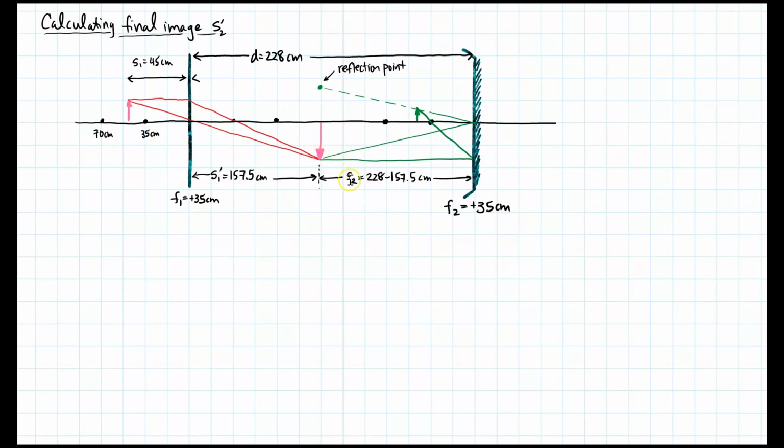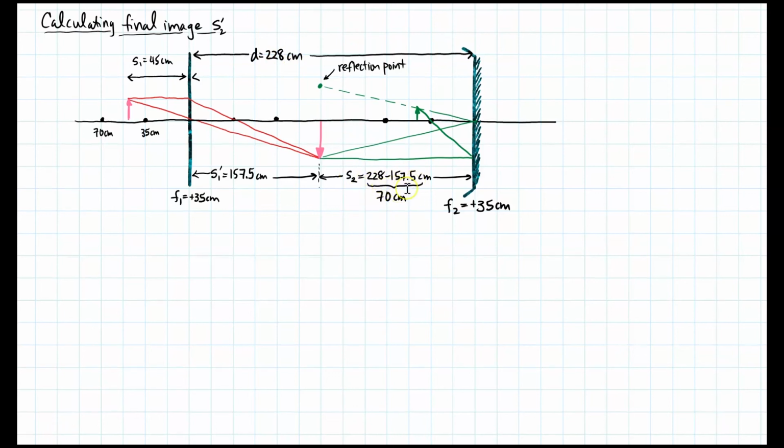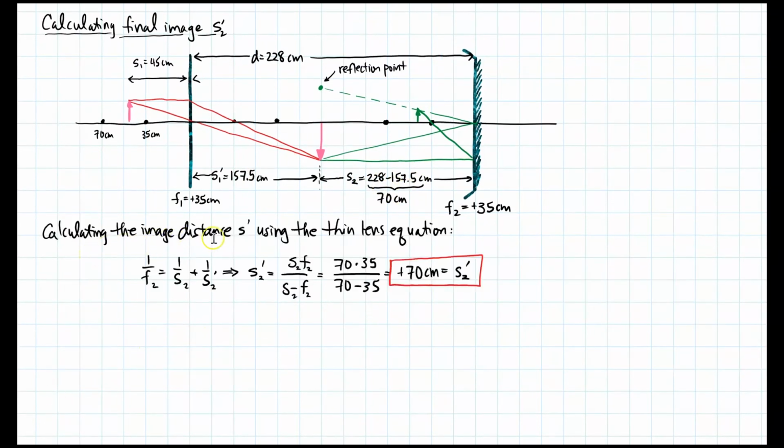For this object S2, I need S1 prime, which is 157.5 centimeters. I know the distance between these two is 228 centimeters, so the new object distance is 228 minus 157.5 centimeters, which gives me 70 centimeters. So now I got all the details here. Calculating the image distance S2 prime using the thin lens equation, I then get a distance of 70 centimeters.